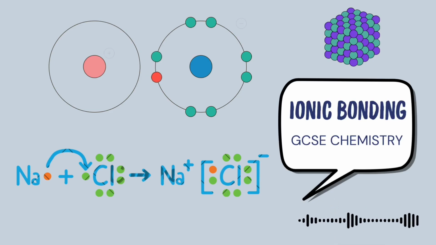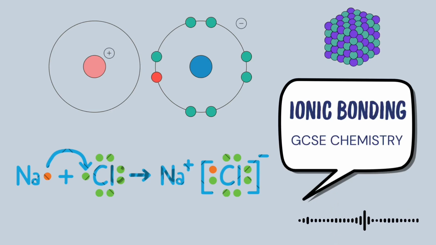Is it always that straightforward, though? It is most of the time, but there are some exceptions. Some elements, especially the transition metals in the middle of the periodic table, can have multiple ionic charges. So you'll just have to memorize those. So we've got our ions, and we can predict their charges.